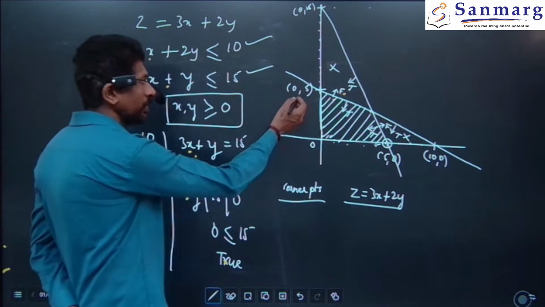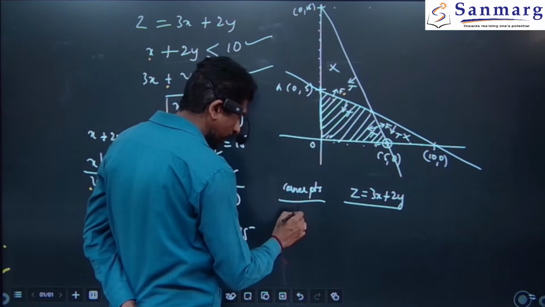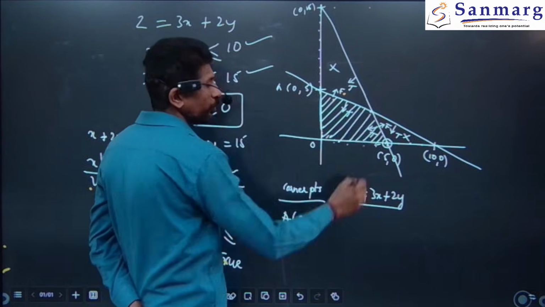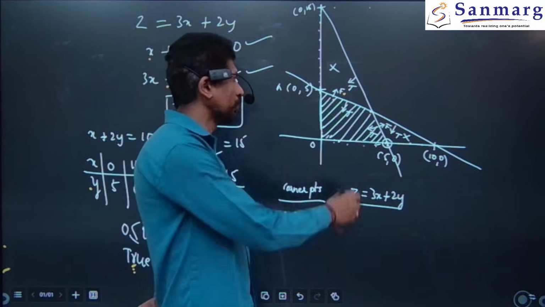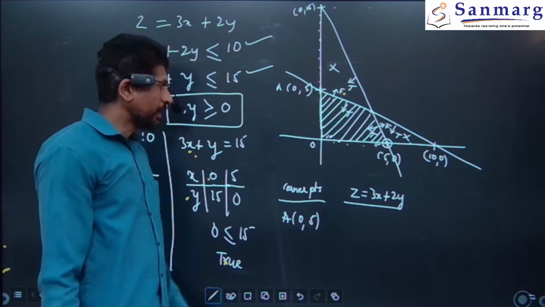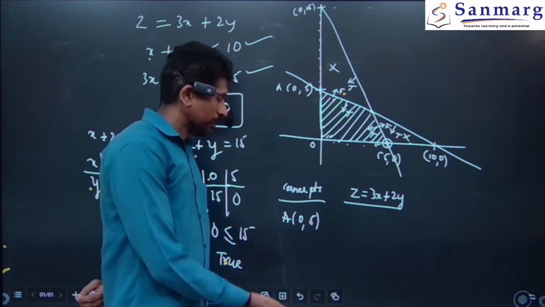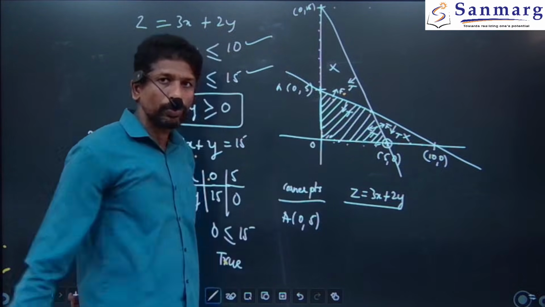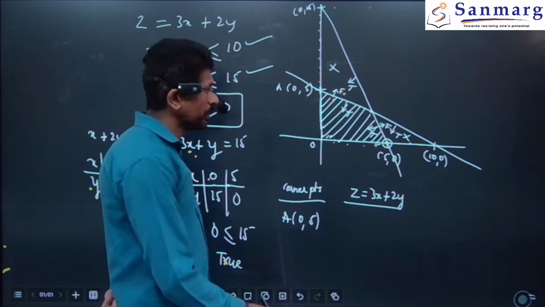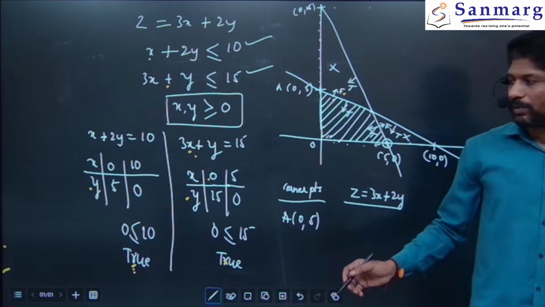The first point I will consider 0, 5 now. So mention it as A. A is 0, 5 now, where x is 0, y is 5. The second point is the intersecting point, where both the lines intersect each other here. If you are not getting it by the graphical method, you can go with the analytical method also. But the better one is the graphical part. It will take minimum time. So now I will go with the analytical part now.